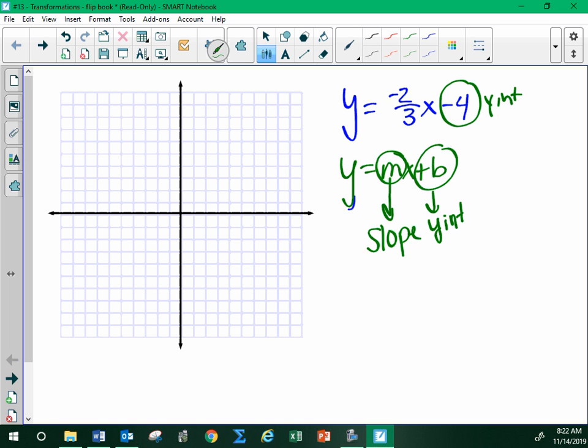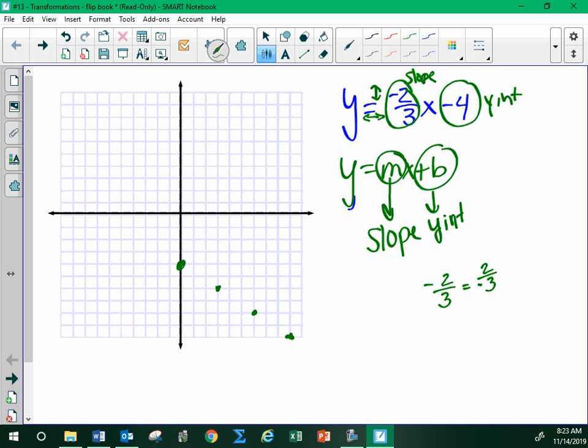So I go down 1, 2, 3, 4, plot that point. And then this is my slope. The top number tells you how much you go up or down. The bottom number tells you how much you go left or right. Since it's a negative 2, I'm going to go down 2 and then positive 3 to the right 1, 2, 3. Keep repeating. Down 2, to the right 1, 2, 3.